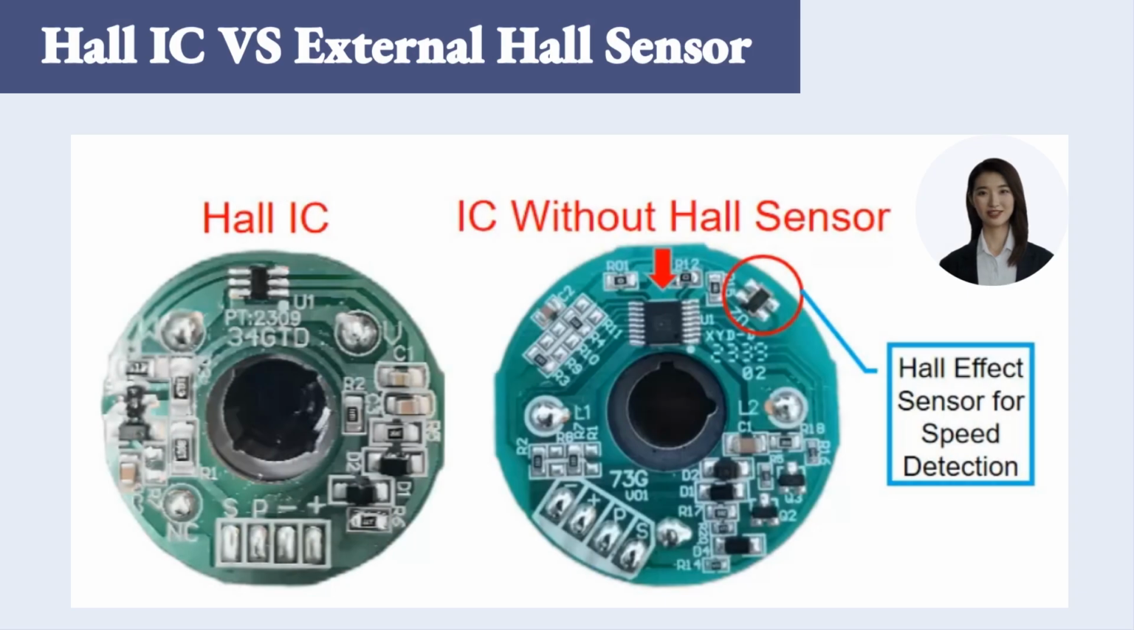From the picture you can see there are two types of Hall sensor for speed detection, Hall IC and external Hall sensor. Please note that since the complexity of Hall IC's programming will cause electromagnetic interference, which can reduce the precision of speed measurements, it is better to use an external Hall sensor for high power consumption DC fans.